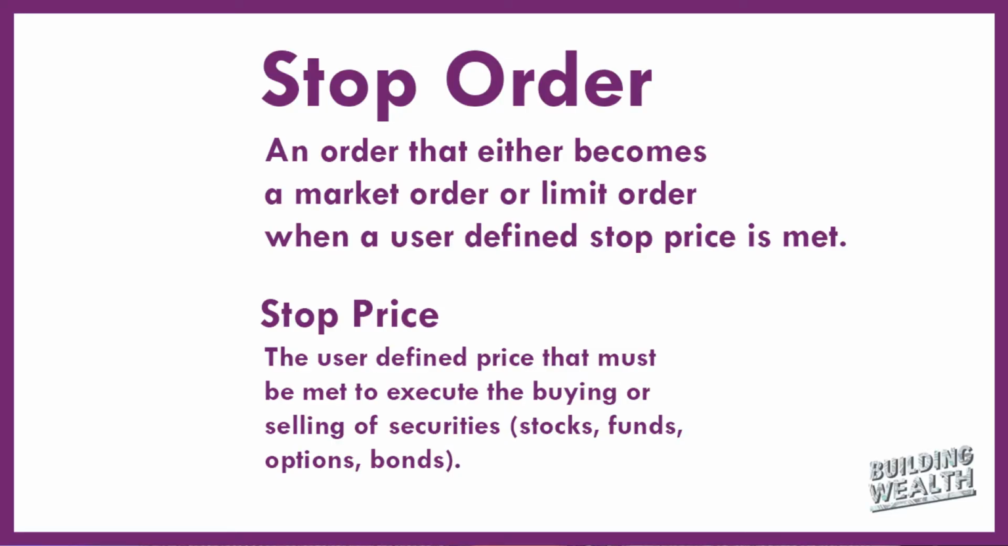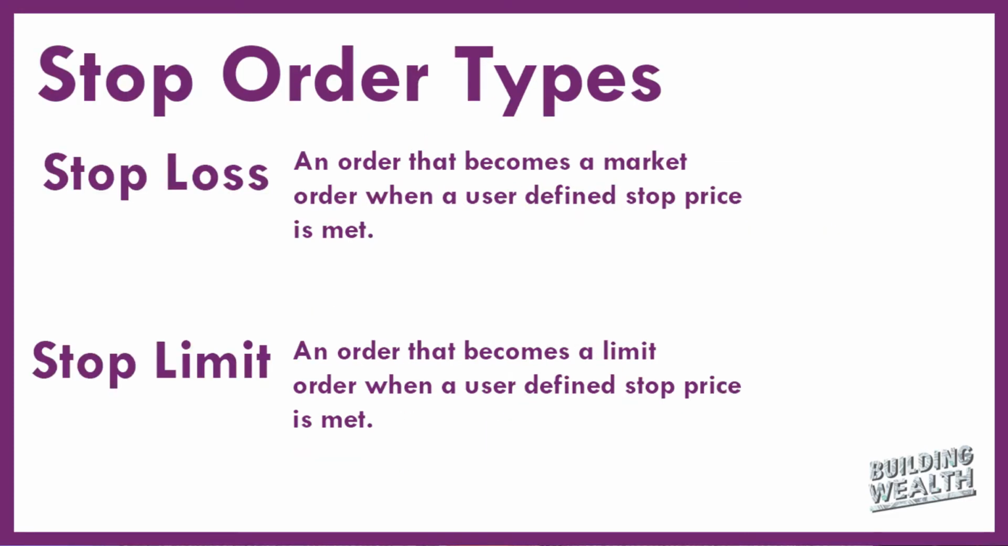The next type of order is called a stop order. This is one of the more complicated types of orders. That's because this is a two-part order. A stop order is an order that becomes either a market order or a limit order when the user-defined stop price is met. Stop price is basically a user-defined value that triggers a stop order to become either a market or limit order. Another thing to note is that there's two types of stop orders.